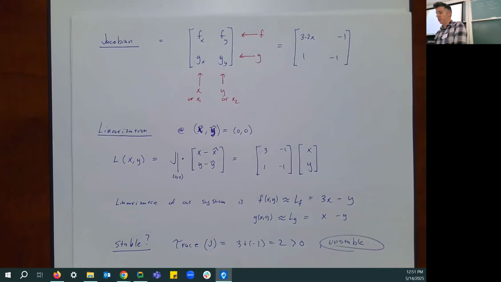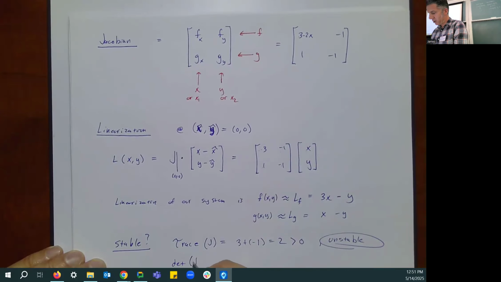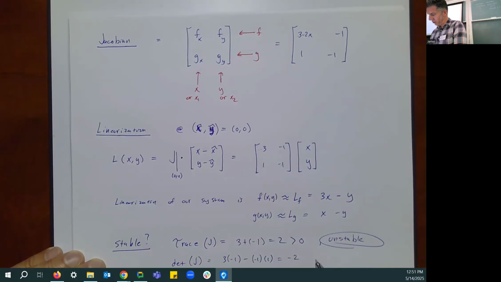You could also check the determinant, though. The determinant is 3 times -1 minus -1 times 1, which is -3 plus 1, which is -2. So it's unstable in all the ways.